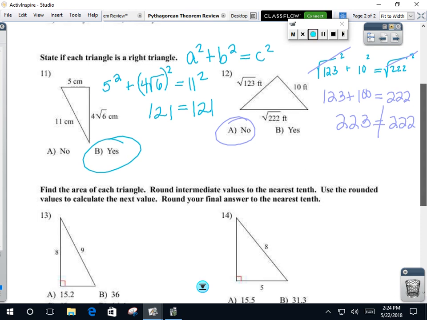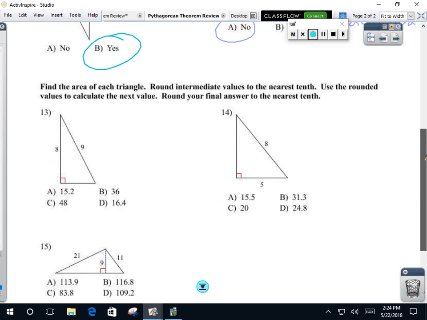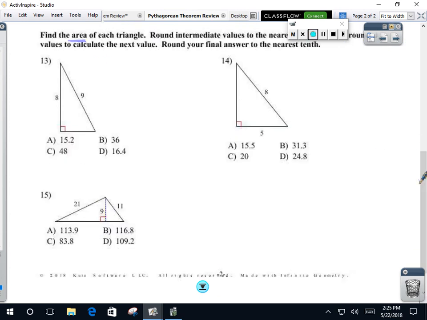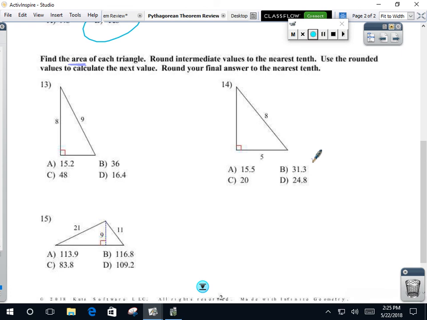All right, last 3. Find the area of each triangle. Round intermediate values to the nearest tenth and use the rounded values to calculate the next value. Round your final answer to the nearest tenth. Now, we're not going to do this step. We're just going to leave ours in the square root, but we will round the final answer to the nearest tenth. Since we're not going to round the square root off, our answers are going to be a teeny bit off, but you'll still know the right answer.